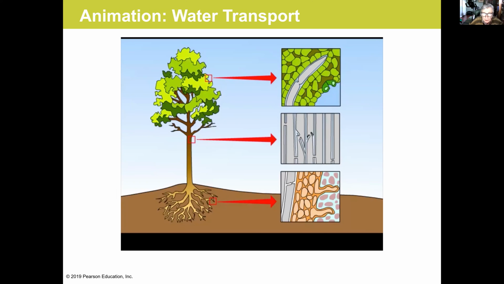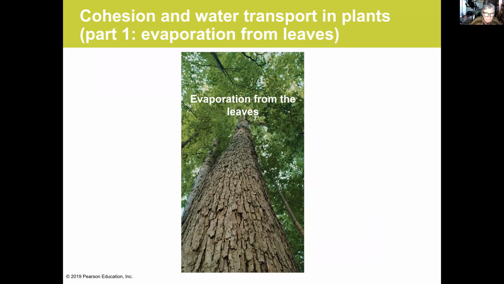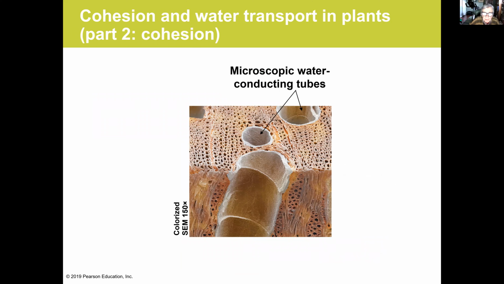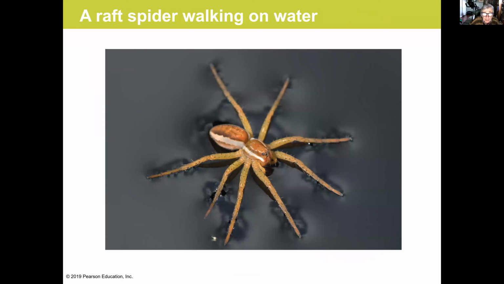Just underneath the bark of trees are tiny little tubes called xylem tubes, and they help pull water up to the leaves. They're microscopic water-conducting tubes. Cohesion by hydrogen bonding between water molecules brings water up the tree. It's called capillarity. Evaporation from the leaves also helps bring water up. Those are the xylem tubes, and that's the cohesion between water molecules.